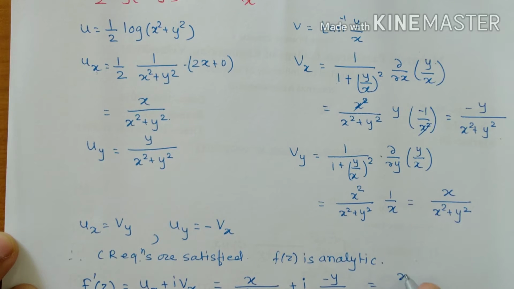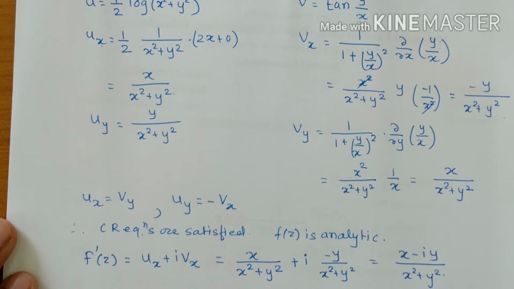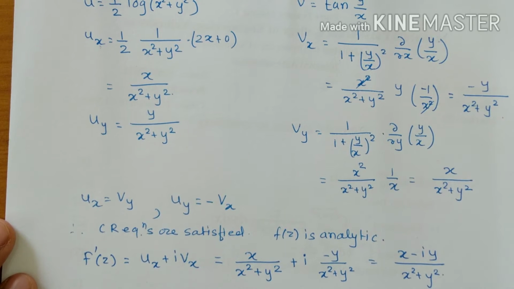So one can write this as x minus iy divided by x square plus y square. So this is f dash of z. The same way you can work out the f dash of z. You can have another statement also: f dash of z is equal to ux minus i times uy.